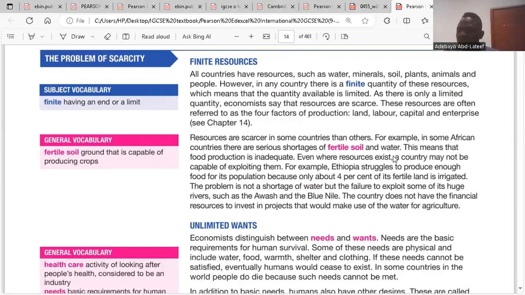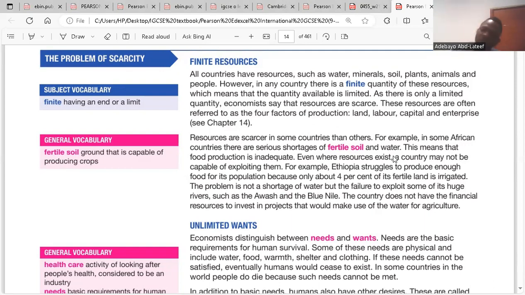So what is finite resources? These are resources that are limited in supply, like the factors of production: land, labor, capital, enterprise. They are not always enough. That's why we call them limited resources. We don't have enough land, enterprises, raw materials, or capital. Because all these things are scarce and not enough, that brings about scarcity.